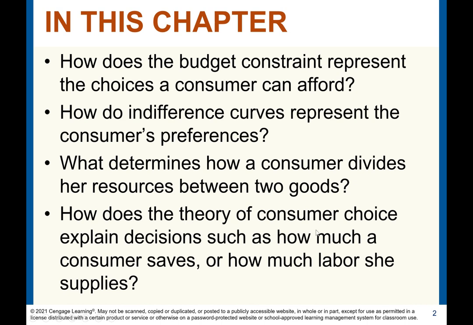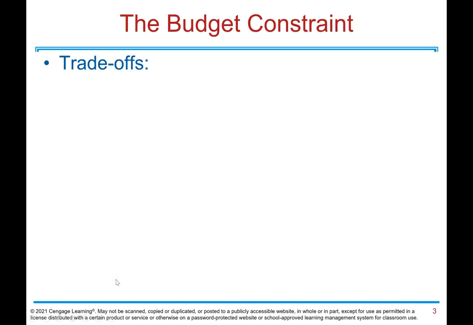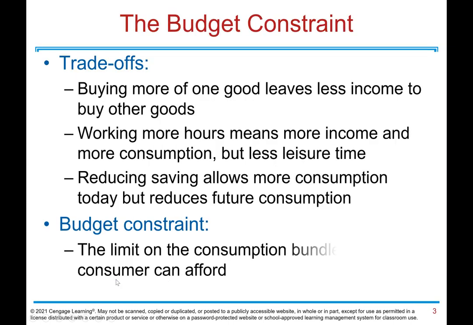How does the theory of consumer choice explain decisions such as how much a consumer saves or how much labor she applies? The budget constraint trade-offs: buying more of one good leaves less income to buy other goods. Working more hours means more income and more consumption, but less leisure time. Reducing saving allows more consumption today, but reduces future consumption.